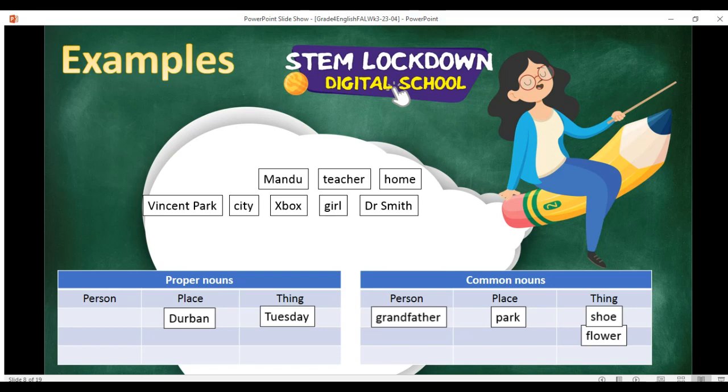Now the next one is Mandu. So this is a name. So if I've got a name, it's for a proper noun, person.